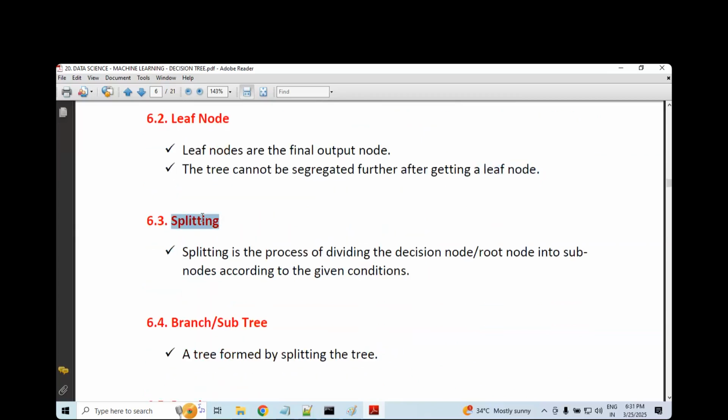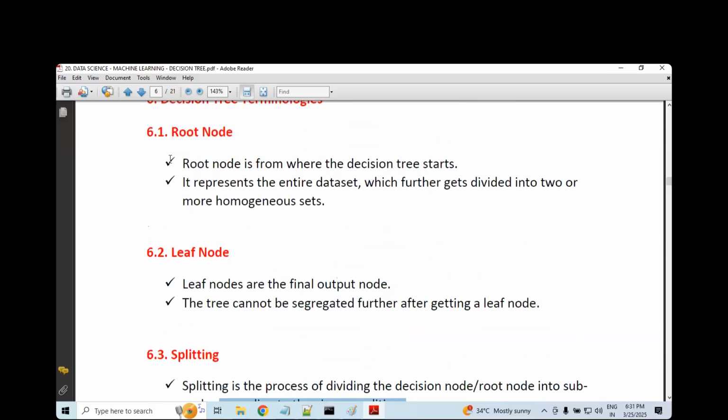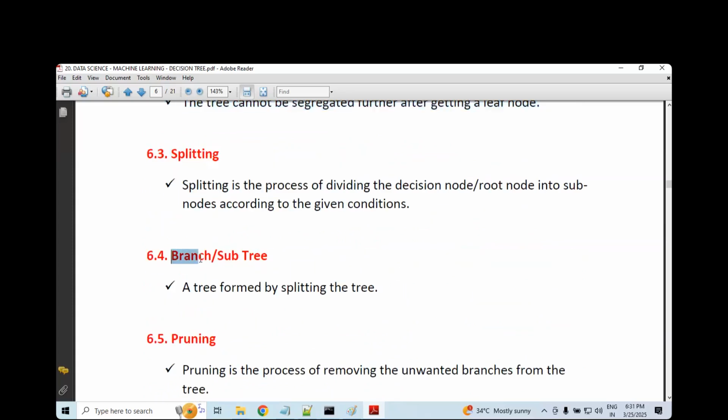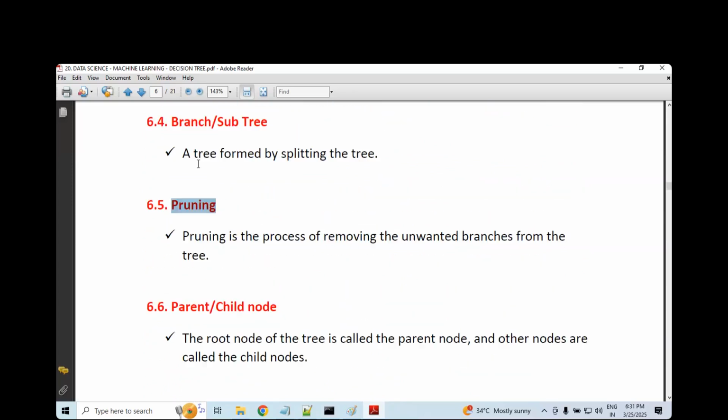What is the next one? Splitting. Splitting is the process of dividing a decision node or root node into subnodes according to a given condition. So: root node, leaf node, splitting. Next one, branch or subtree: a tree formed by splitting the structure. Important interview question: what is pruning? Let me tell you, every day I used to stay in KBHP, a kind of family community.